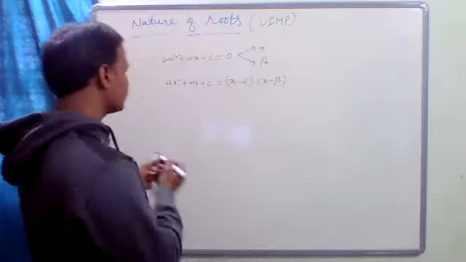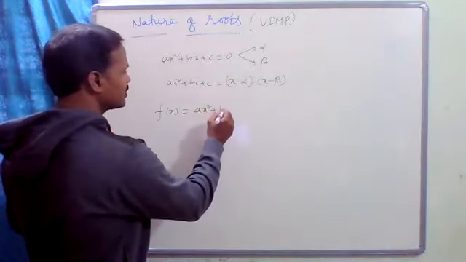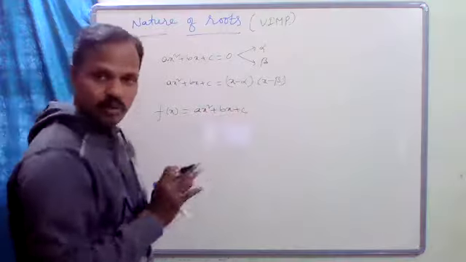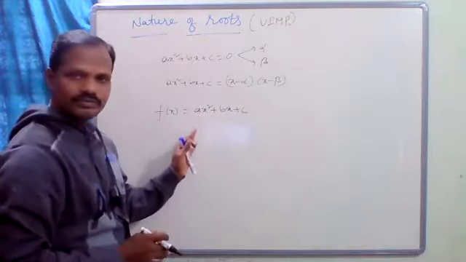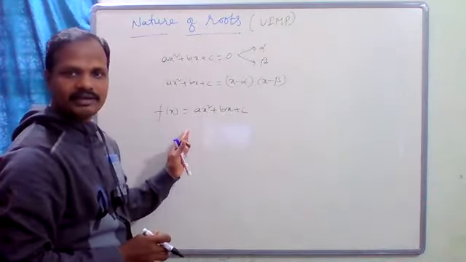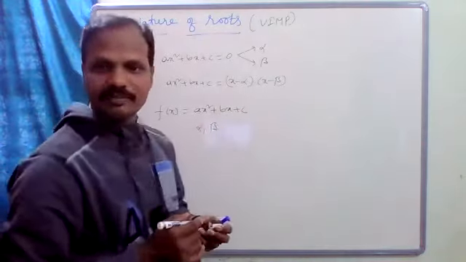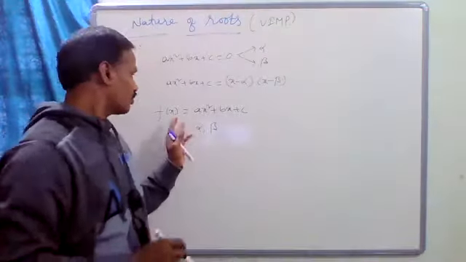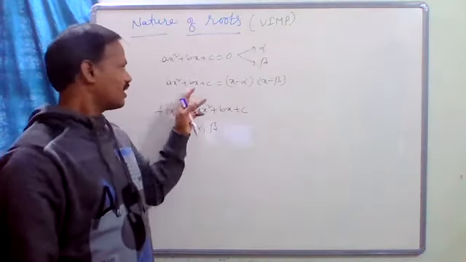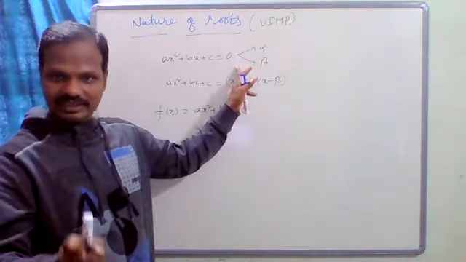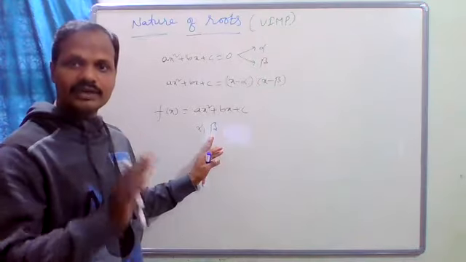Suppose the polynomial is given, f of x equal to ax square plus bx plus c. This is the quadratic polynomial. This is the quadratic equation. If this quadratic polynomial has zeros, alpha and beta are the zeros of the quadratic polynomial. Here alpha and beta are the roots of the quadratic equation, and here they are the zeros of the quadratic polynomial.